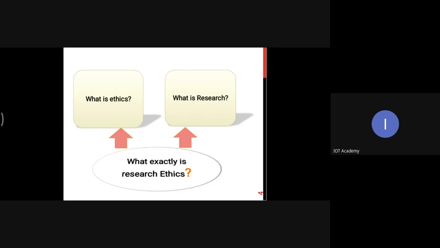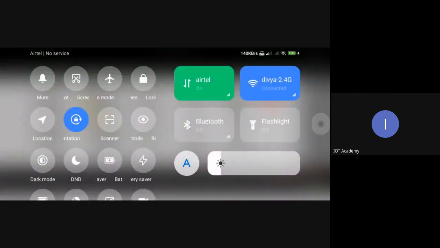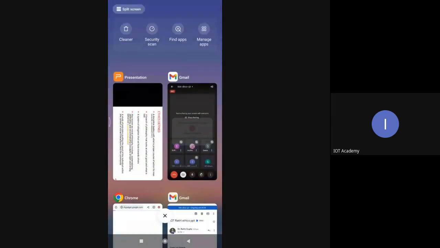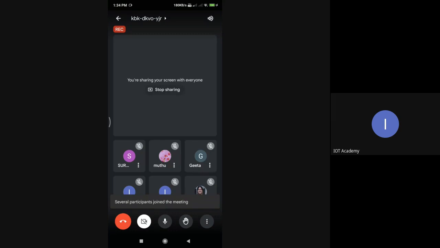Now, I'll have a small ice-breaking session. I really don't want to immediately start with ethics and research, so for another 5 minutes or so, I'll have an ice-breaking session with you all. I'll request everyone on this platform to give a short introduction of themselves, through voice or through the chat box, in just a few seconds: your name, where you are working and where you are stationed. I'll take 5 minutes so that we can get to know each other for a while. Can we start, ma'am?